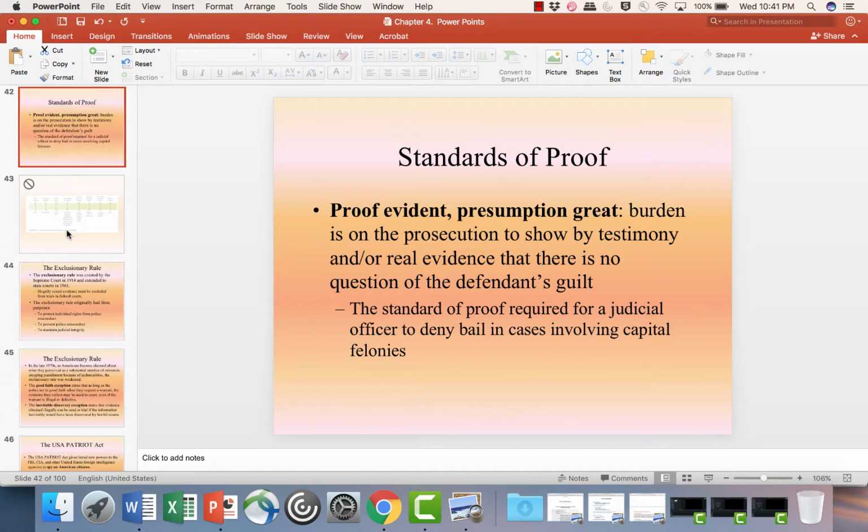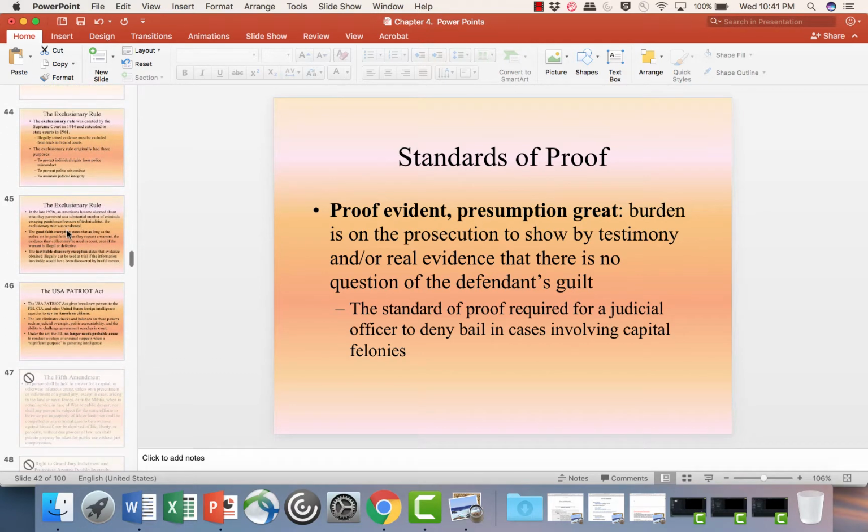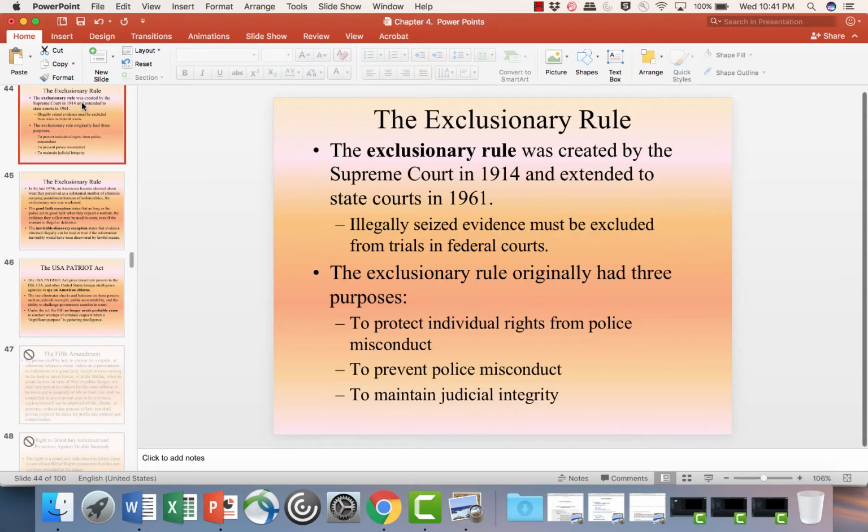Proof evident, presumption great, burden is on the prosecution. So when you have a case against the state, it is up to the prosecution to prove that case. Your public defender, your defense attorney, whoever is on the other side, it is not up to them. The burden of proof is on the prosecution. So they have to bring a case forward, and they have to be able to establish evidence.